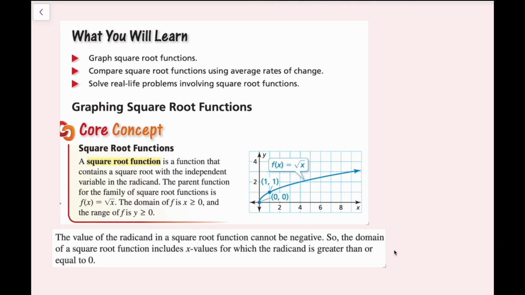In this lesson, we're going to be graphing square root functions, comparing square root functions using average rates of change, and solving real-life problems involving square root functions.